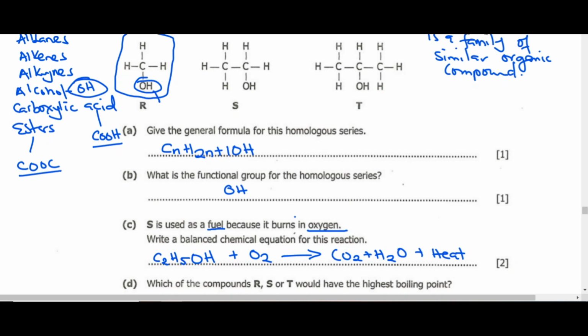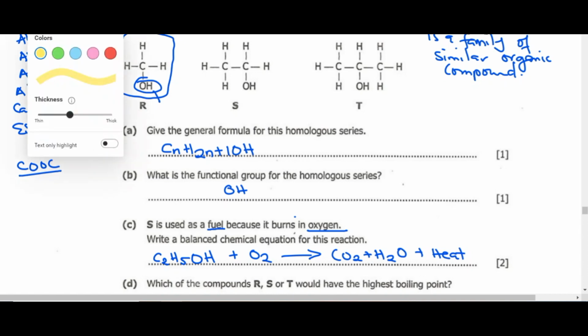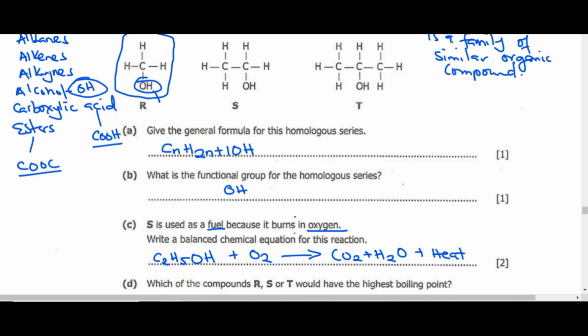Now in this case, they've asked us to write a balanced chemical equation. Now to write a balanced chemical equation, how do you handle it? The way we handle it is this. Okay, so let us use a different color so that we know what we are talking about. Now when you look at here, you have to count what you have.